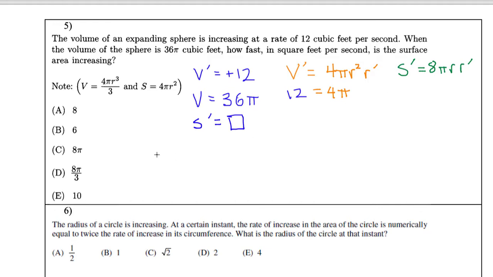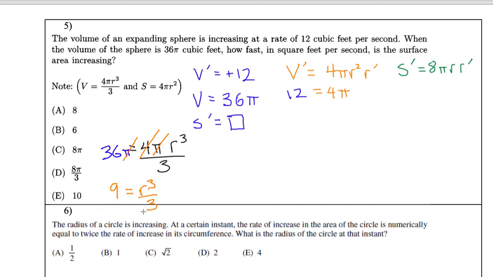So if I come down here, we know that V is equal to 4 pi r to the power of 3 all over 3. And I know what V is. V is 36 pi, so I can actually change it out to a 36 pi. All right, let's divide the left and right by pi. Yoink, yoink, gone. Let's go ahead and divide both sides by 4. So if I divide the right-hand side by 4, the 4 disappears. 36 divided by 4 is 9. So now I have the equation 9 is equal to r to the power of 3 over 3.